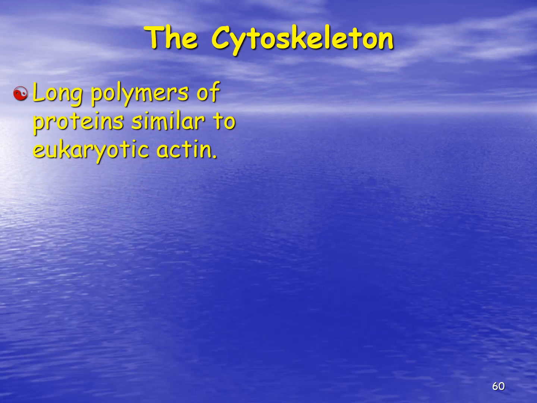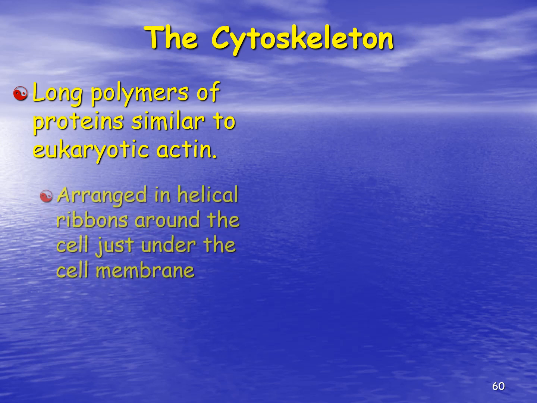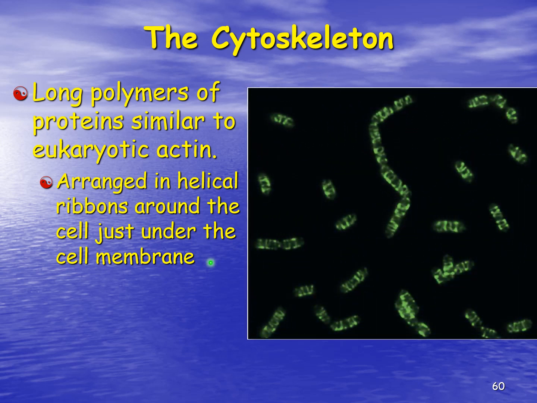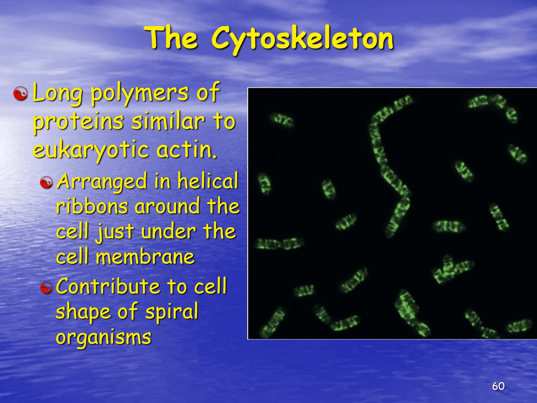The cytoskeleton is made of long polymers of proteins that are similar to the eukaryotic protein called actin, a very thin little protein. They can be arranged in a haphazard manner in the cocci and bacillus, but in the spiral organisms they're arranged in a helical formation, and that again gives that common shape. So we see that spiraling of these organisms. So this contributes to the cell shape.